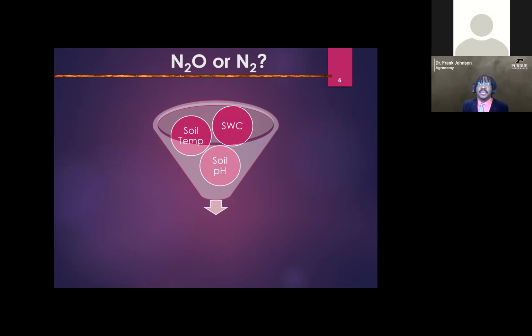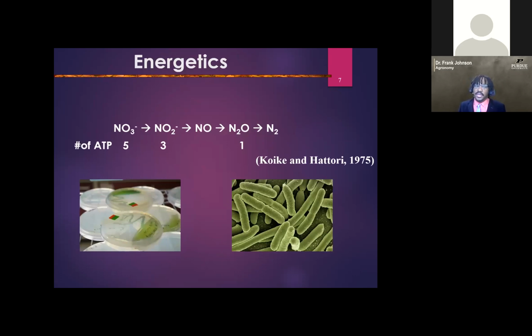So it led us to question what would cause microorganisms to transform this nitrate and stop at N2O. We know that soil water content, soil temperature, and soil pH were all factors that influence denitrification. And the answer that we came to was energy. So we decided to take some time to look at the energetics of denitrifying microorganisms.